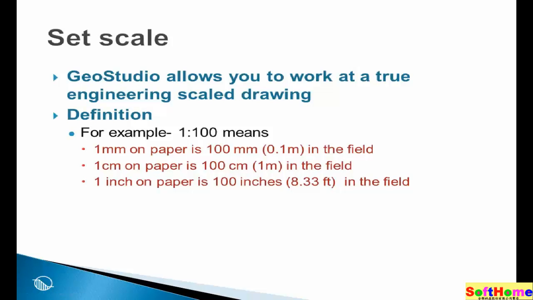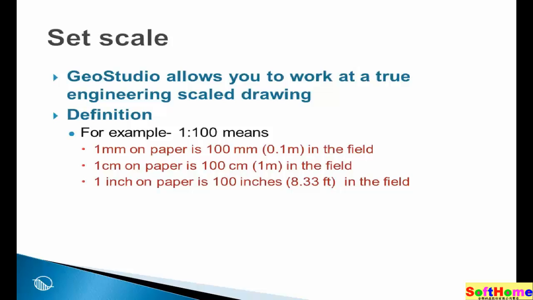By definition, what this means is, for example, if we say the scale is 1 to 100, it means that 100 millimeters on paper is 100 millimeters in the field, or 0.1 meters in the field. 1 centimeter on paper is 100 centimeters or 1 meter in the field. 1 inch on paper is 100 inches in the field, or 8.33 feet in the field. So we describe the scale as a ratio of 1 to 100, 1 to 200, and so forth.